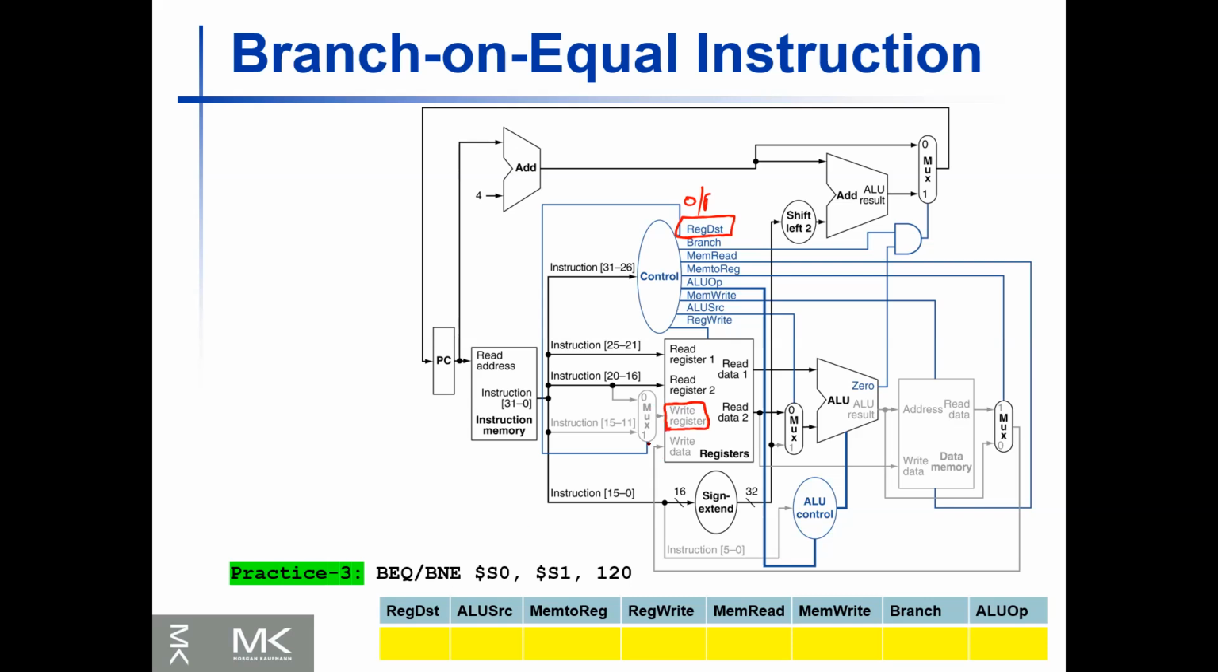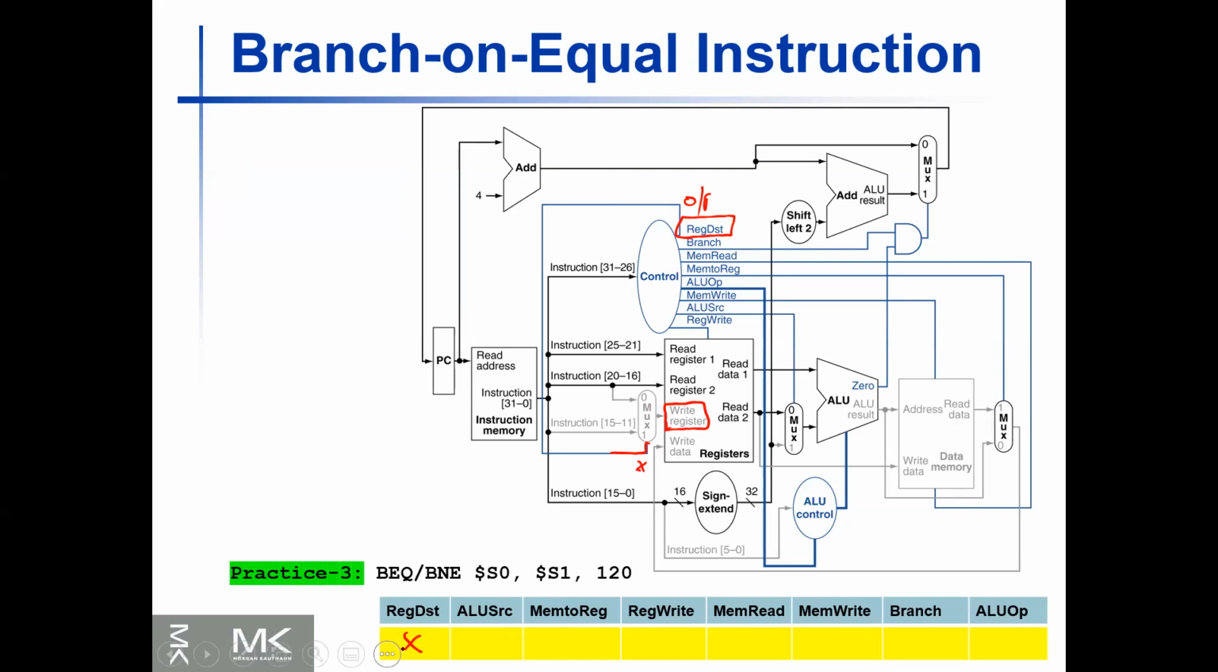That's why, for register destination, this signal here, what should it be next? Should it be 0? Should it be 1? No, we don't care about it because we are not going to write the register. Are you getting it? So it should be don't care. Exactly. It should be don't care.